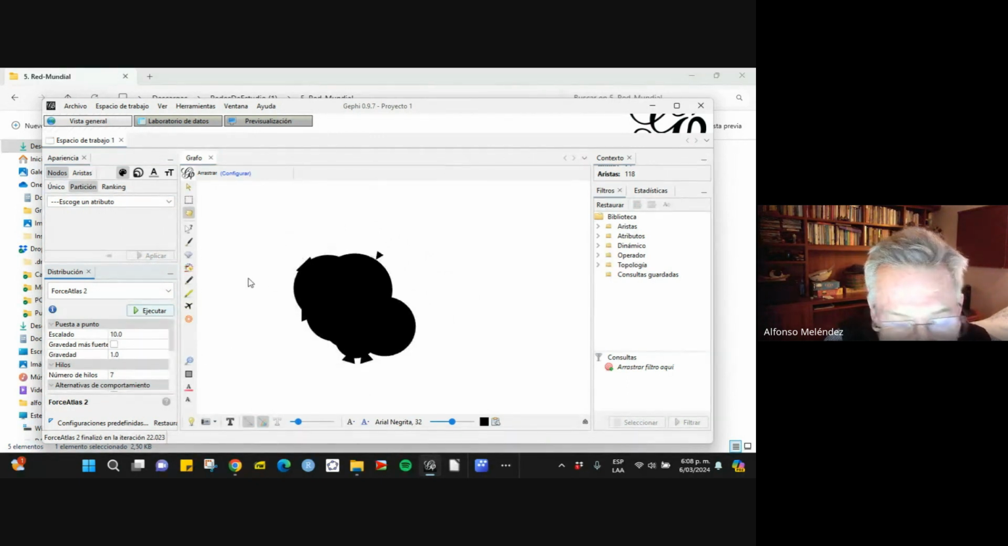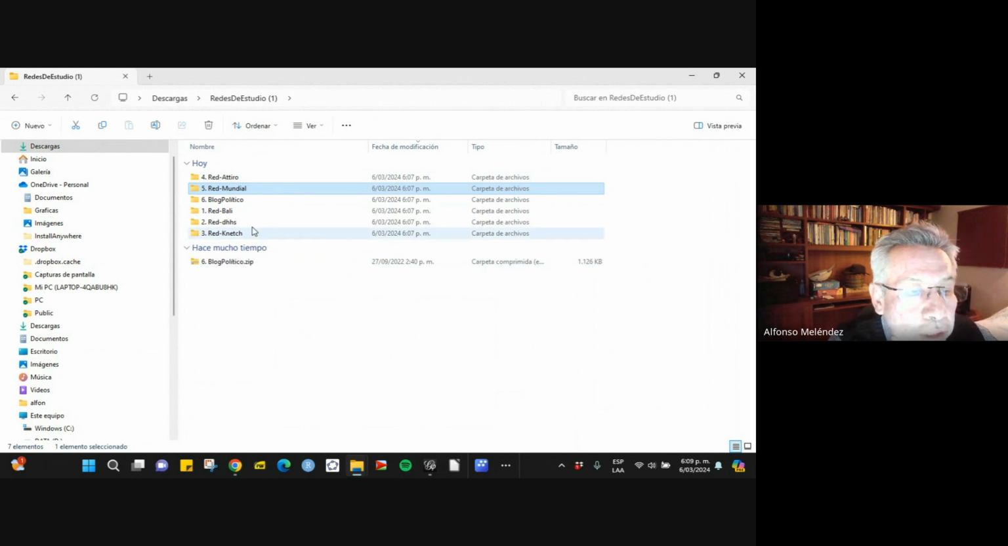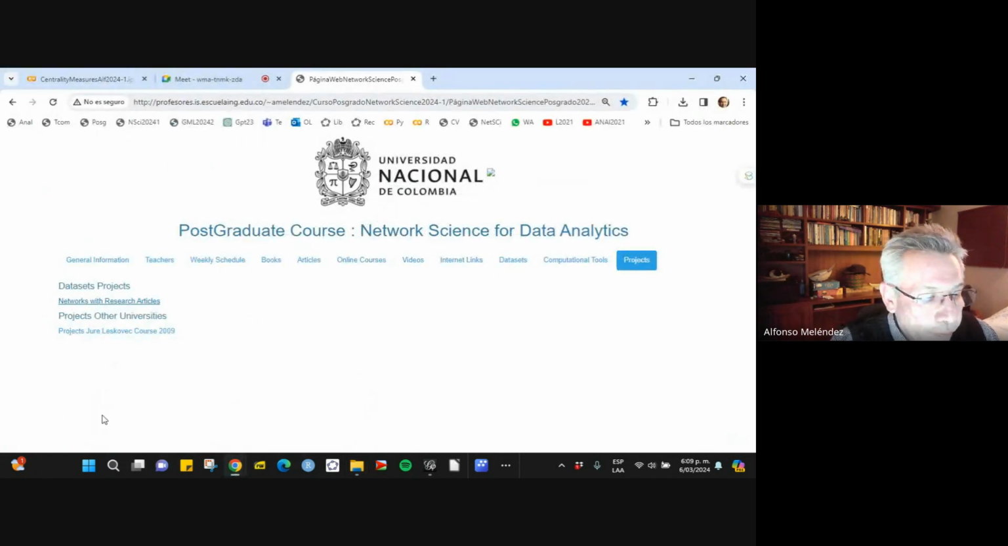The network is not visible, but there are other networks, political blog, 5 or 6 networks with articles. But on the internet, there are a lot of networks. There are sites with hundreds of networks and research articles. So you can choose, and you can see the networks here.